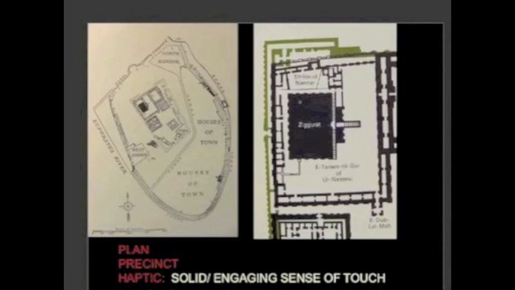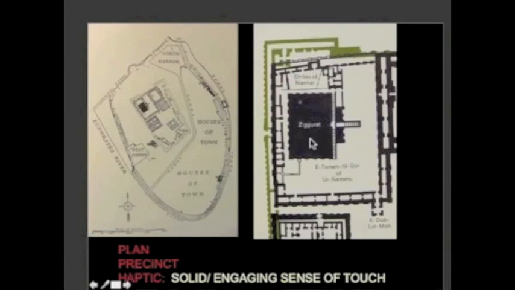Regardless of the site, regardless of the material, regardless of the strategy, there is one huge difference between Stonehenge and this ziggurat at Ur. Actually, many huge differences. But let's speak about one. And that has to do with the idea of the solid rather than the idea of the void. That's fundamental to the way we understand architecture.